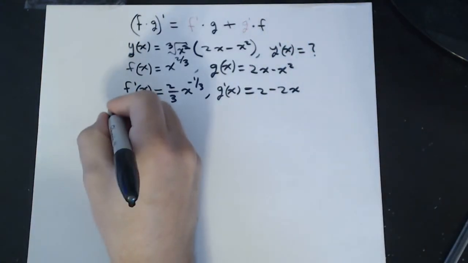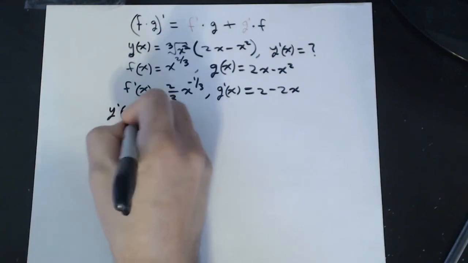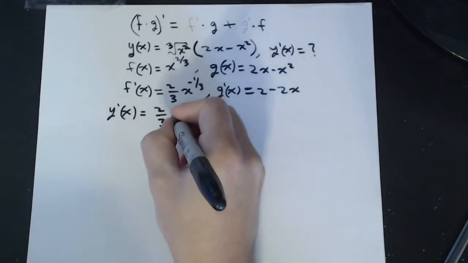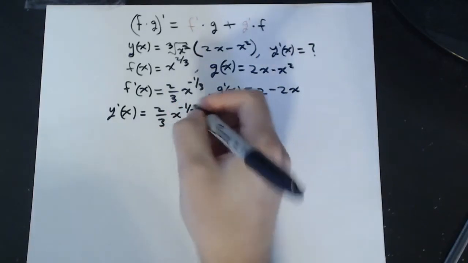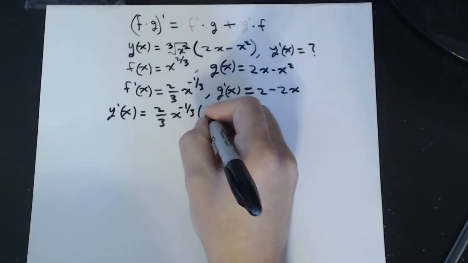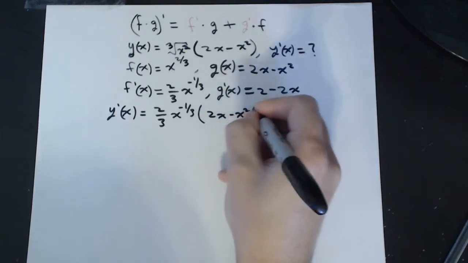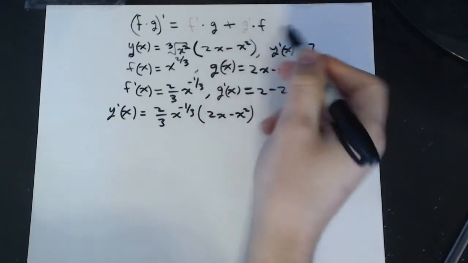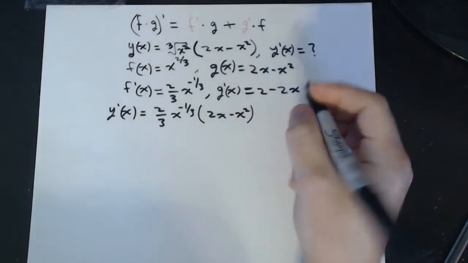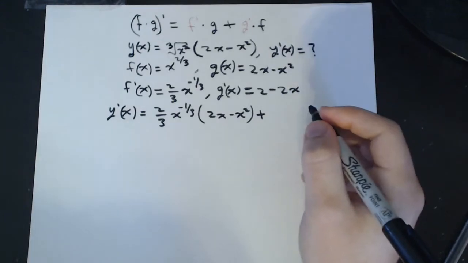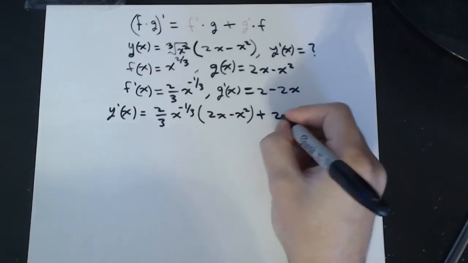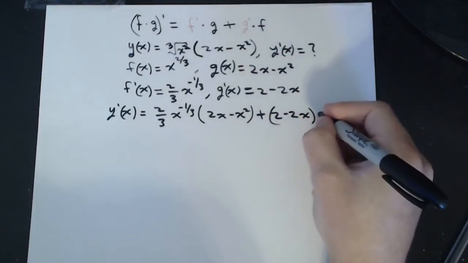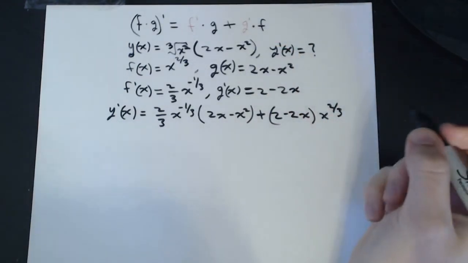So we can write y prime of x as 2/3 x to the negative 1/3 times 2x minus x squared. So we're taking the derivative of f, and then we're multiplying and leaving g how it was in the original expression. And then we're going to add, and we're going to take g prime, which is 2 minus 2x, multiplied by f, leaving f alone, which is x to the 2/3.